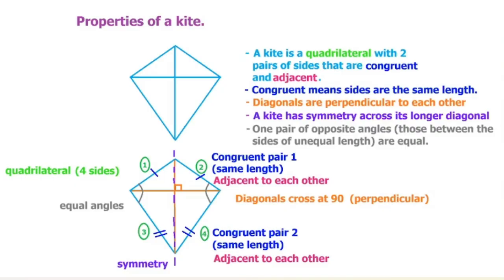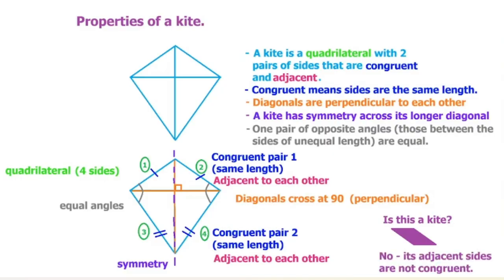Now, there's one more thing I wanted to show you. Is this a kite? The way you can tell if it's a kite or not is no, because its adjacent sides are not congruent. You can tell this side is not the same as this one, and this one is not the same as this one. This one's a bit shorter, this one's longer. So this is not a kite. A kite looks like this, with these properties.